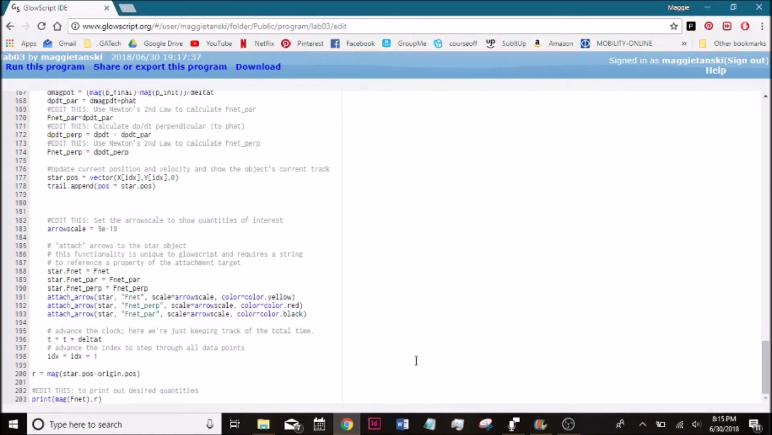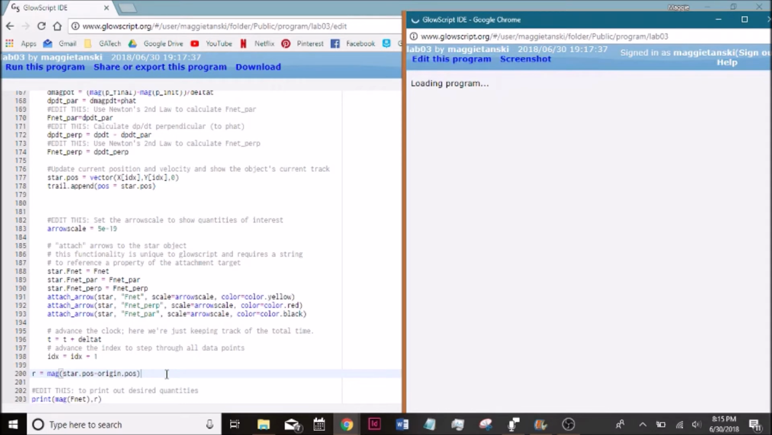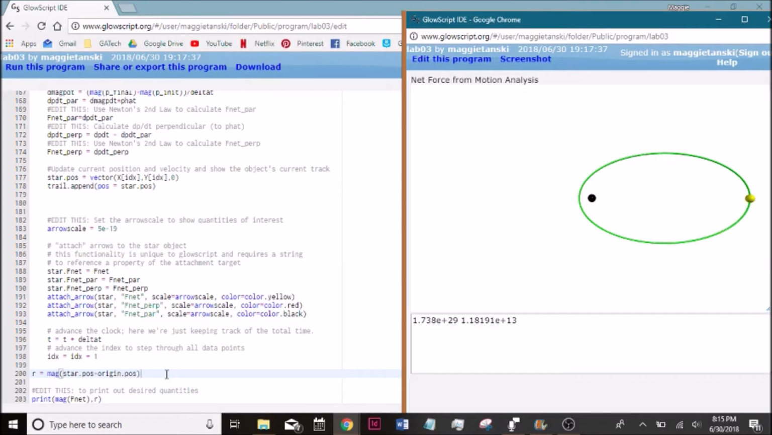We can also compute the magnitude of the position vector from the center of the black hole to the center of the star. We tell the program to print the magnitude of the position vector and the magnitude of the net force. And when we run the program, this is what we see. We can then gather that the magnitude of the net force is 1.738 times 10 to the 29th newtons, and the magnitude of the position vector is 1.18191 times 10 to the 13th meters.